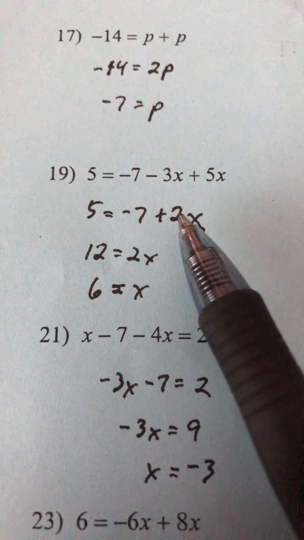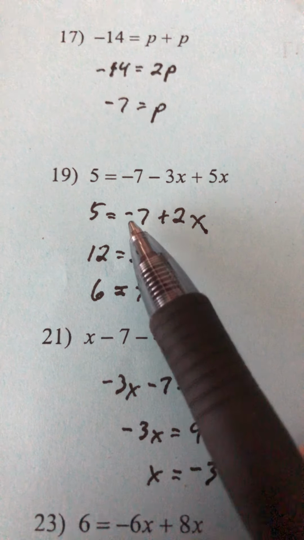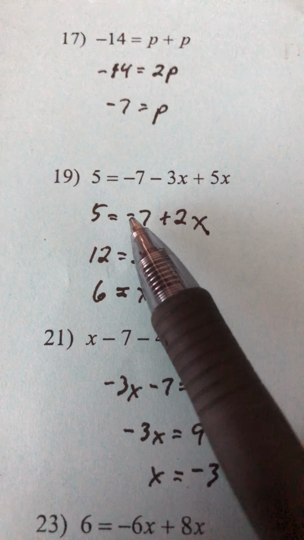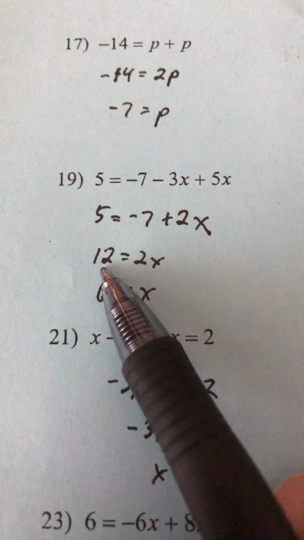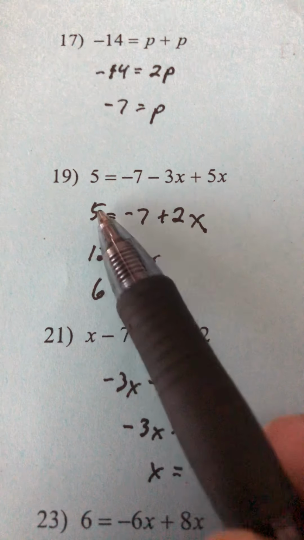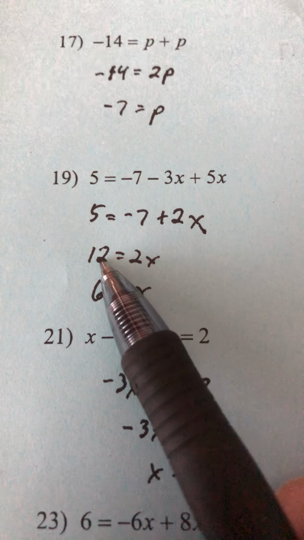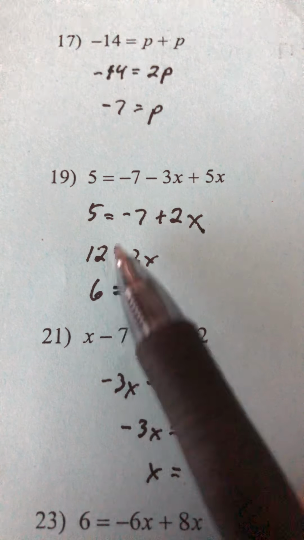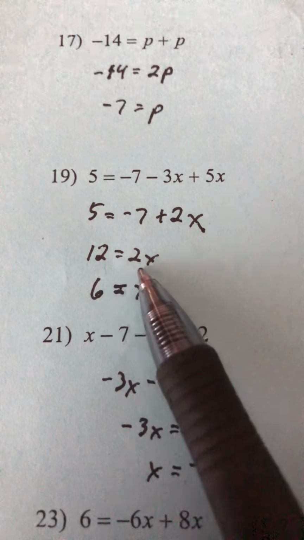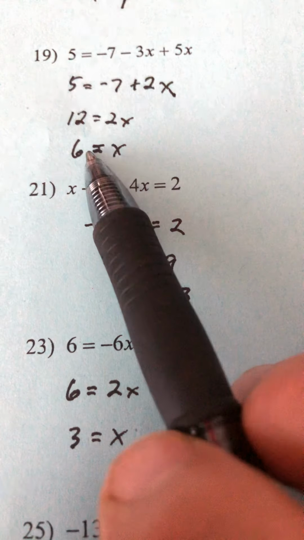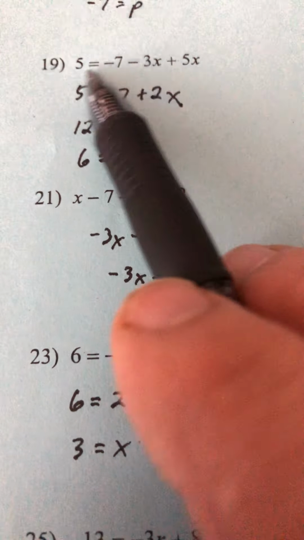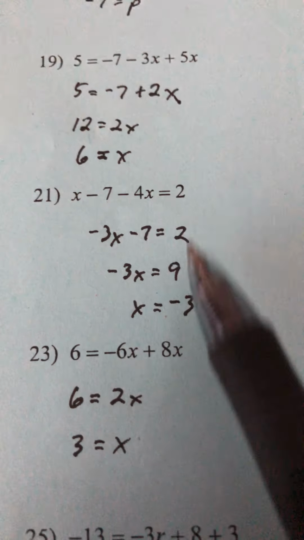And then I add 7 to both sides. In order to get rid of this negative 7, I've got to add 7 to get 2x by itself. That's why I did it. I'm getting this x by itself. So adding 7 to this side also: what you do to one side of the equation, you've got to do to the other. So you get 12. I divide both sides by 2, and I get 6. 6 equals x. Once again, you could go back in and plug in 6, and all of this would equal 5.